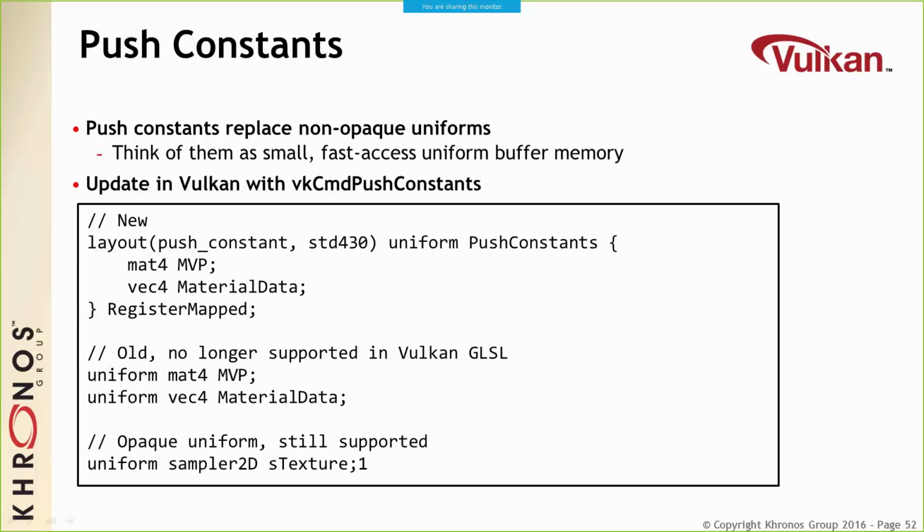So push constants, as I mentioned, they replace the non-opaque uniforms that I mentioned have been removed from Vulkan GLSL. And they are very, very fast. This is a really fast memory that the driver has access to, the hardware has access to. So you want to put in there something else that you want to be accessed very quickly. And you update them from the driver using this VK command push constants command. And here's an example of using them within your shader. So these are really, really quick and are a really quick replacement for the non-opaque uniforms we have previously.